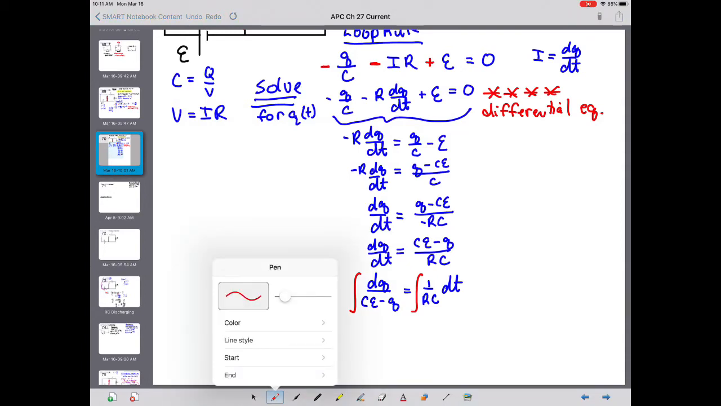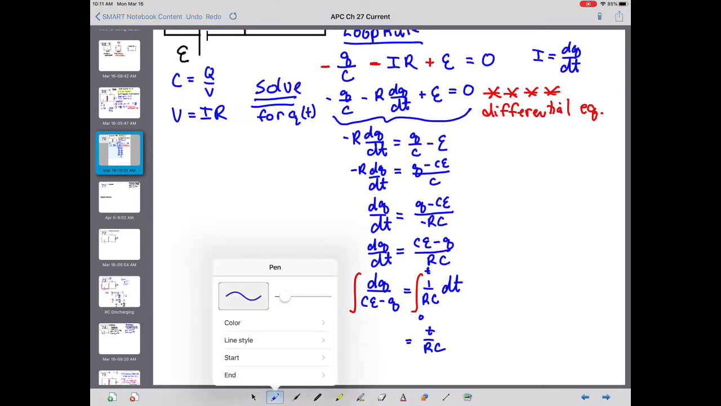On my right side, the integration is pretty easy because R and C are constants. So on the right side, when I integrate with respect to time from 0 to t, all we're going to get basically is a t. We're going to get a t over RC.